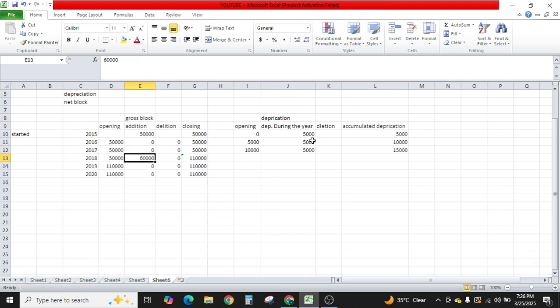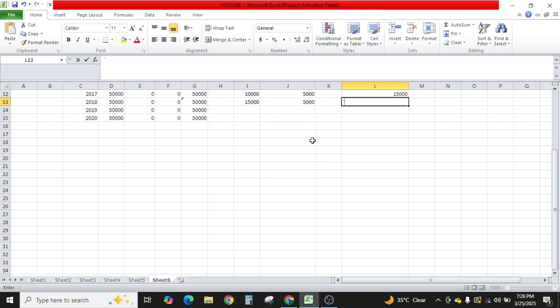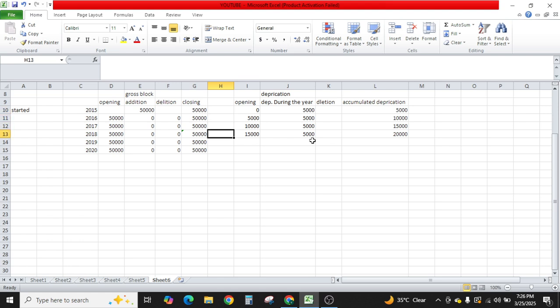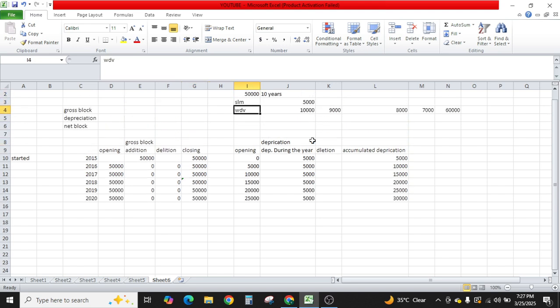Now let's delete this for one second. So now the opening will be the previous year's closing depreciation, which is the same. Accumulated depreciation will be, oh sorry, 20k. Same way it will be for the rest of the years too. See, 25. So now this is depreciation.